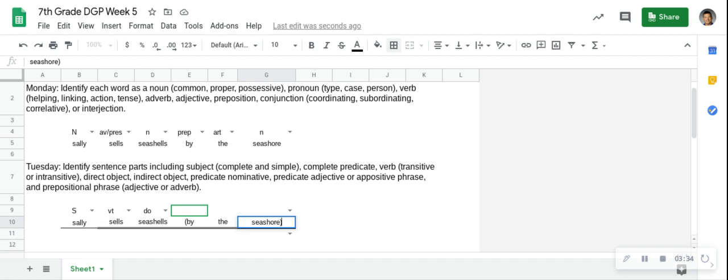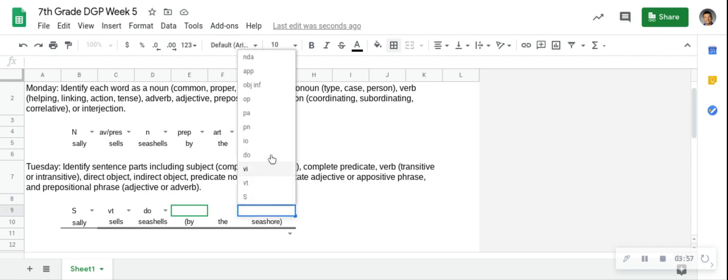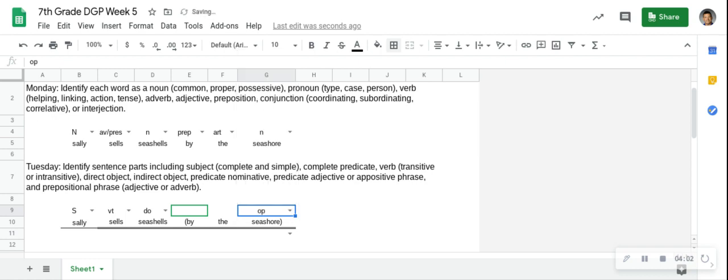Okay. Now, Natalie had a good question. She said, what goes above seashore then? Well, your prepositional phrase goes from the preposition to the object it's pointing at. So what is seashore? It is OP. It's the object of our preposition. Okay.